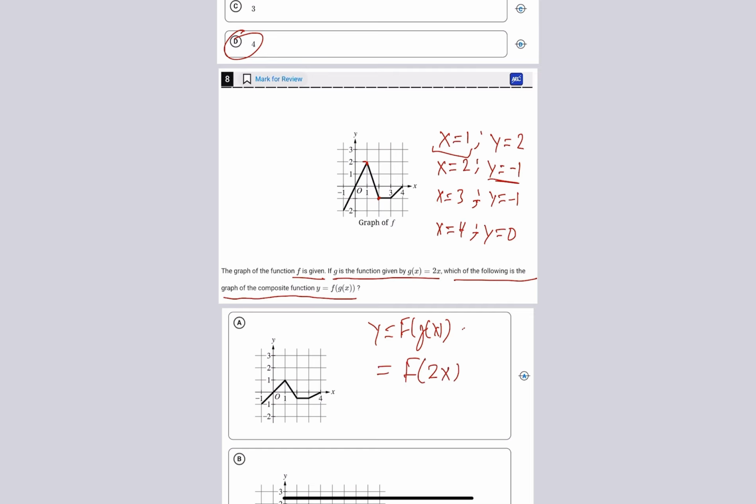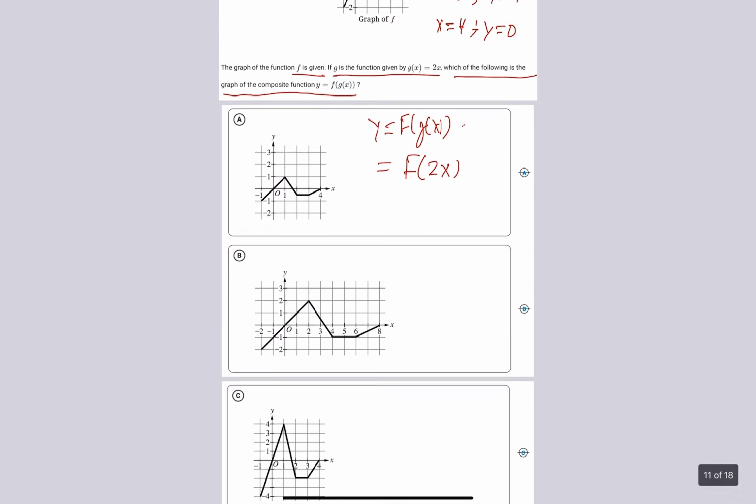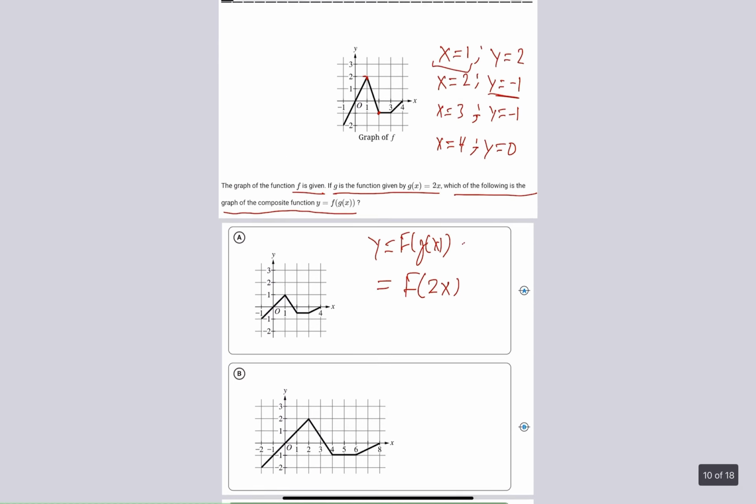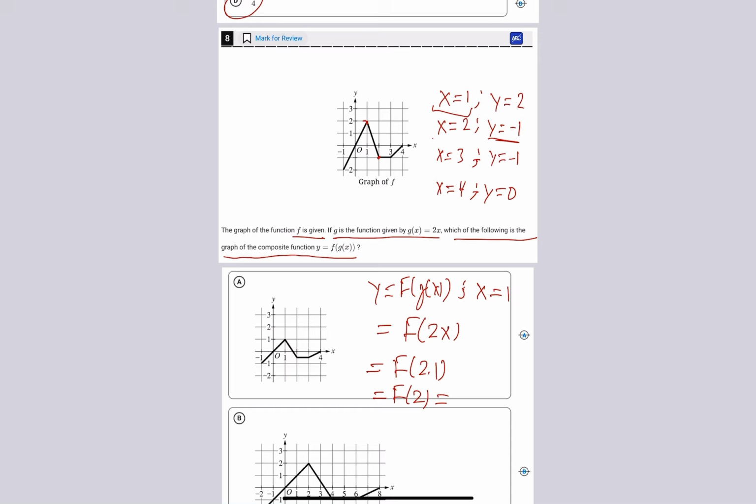We're trying to find some new values in order to tell which is the correct answer. Let's plug in the easiest number, where x equals 1. I'm going to get f of 2 times 1, which is simply f of 2. Looking at the numbers, I know that f of 2 equals negative 1, right? So when x equals 1, we get negative 1. So this is the first point, (1, negative 1).